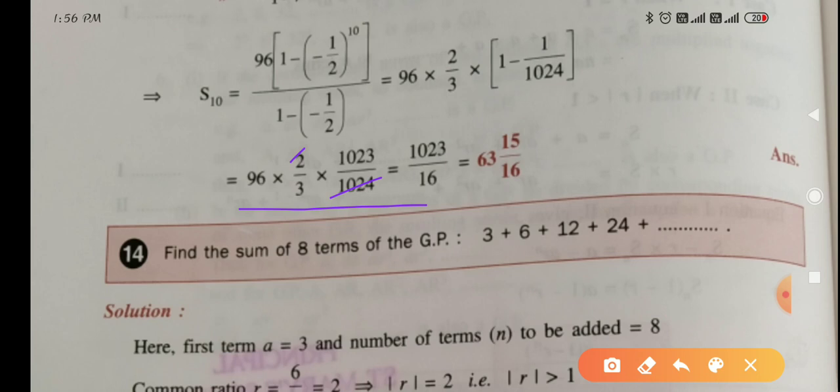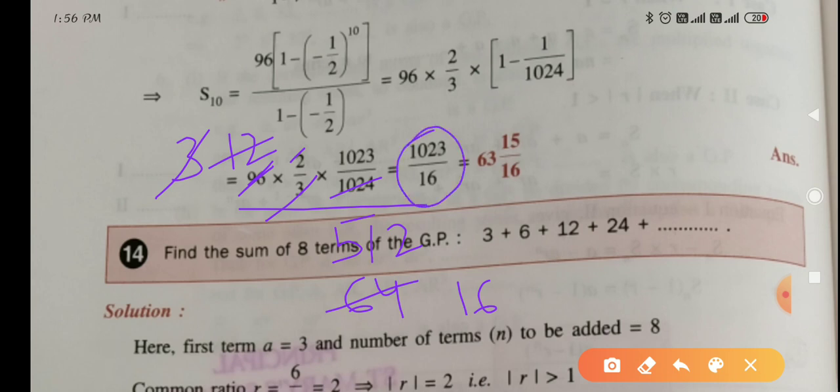You can divide, first of all, 2 5s are 10, and 2 1s are 2, 2 2s are 4, 512. Now by 8 you can divide, 8 1s are 8, 8 2s are 16, and 8 6s are 48, 8 4s are 32. Now by 4, 4 3s are 12, and 4 1s are 4, 4 6s are 24, and 3 is cancelled with 3. So it is coming 1023/16, and in mixed fraction it will give the answer 63 whole 15/16. So like this you can find the sum of 10 terms of the given GP.